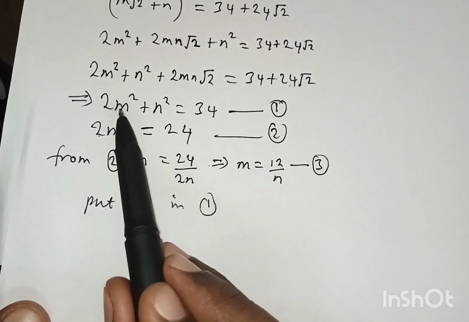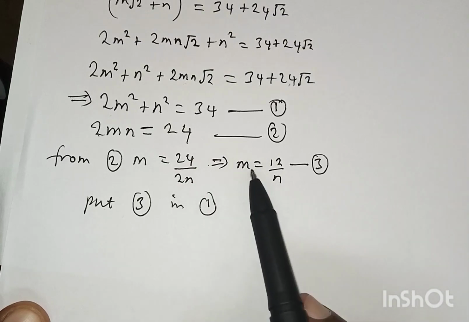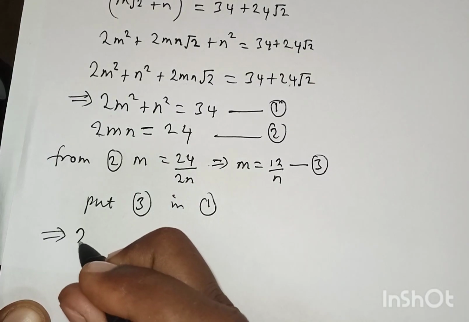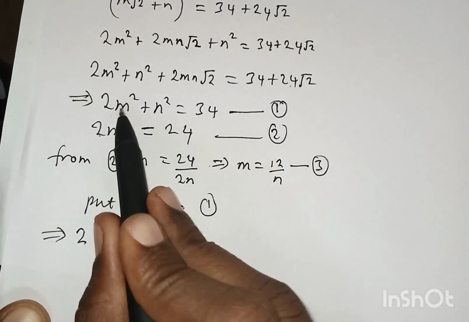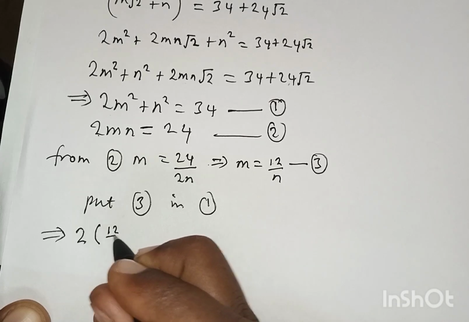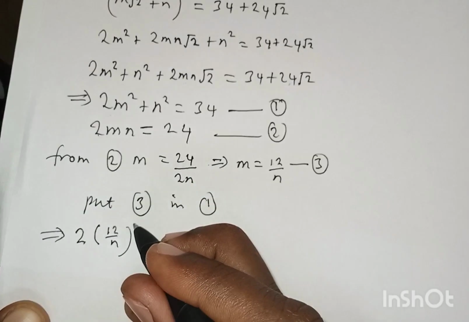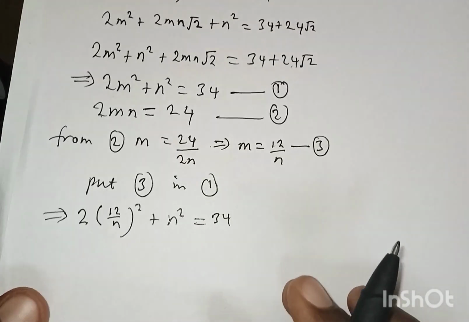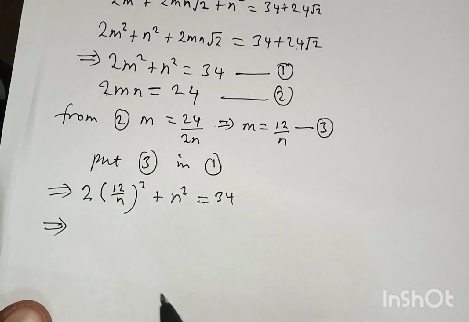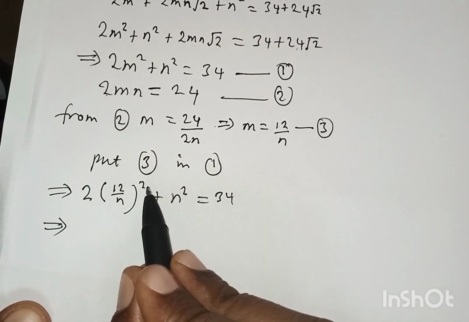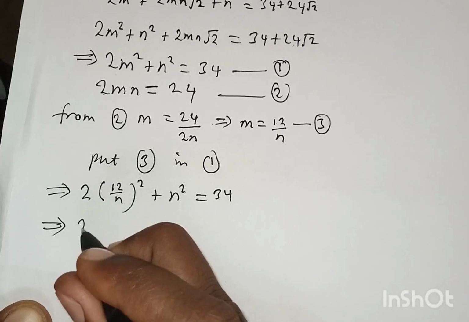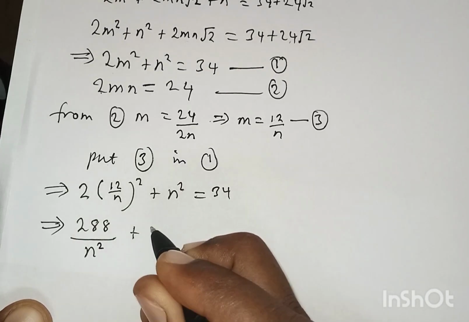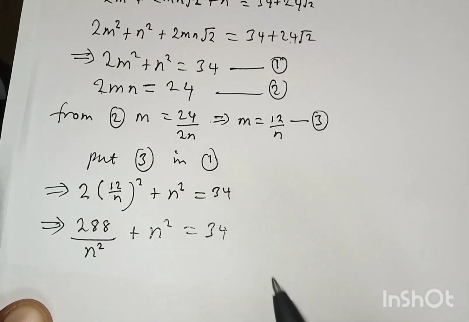So wherever we see m now, you replace m by 12 over n, because m is the same thing as 12 over n. So what do we have? We have 2 into our m, which is now 12 over n, squared, plus n square equals 34. Now from there, we have 12 square is 144. 144 times 2 is going to give us 288 over n square, plus n square equals 34.